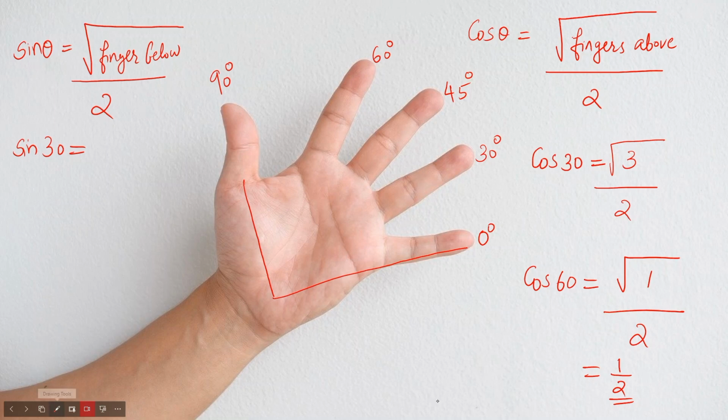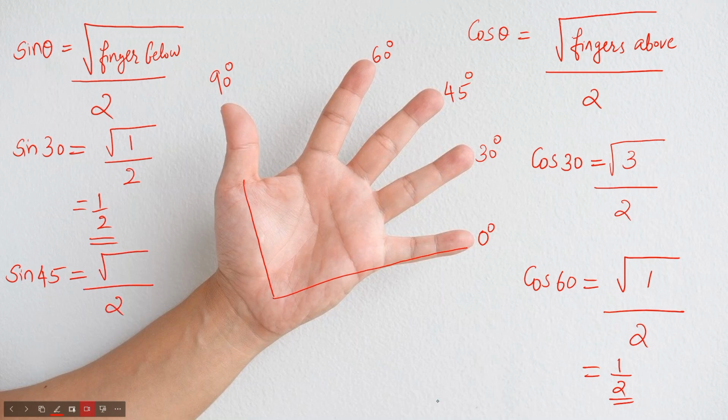So we will write root 1 divided by 2. That is 1 by 2. Sine 30's value is 1 by 2. And what about sine 60 or sine 45? We can check sine 45. Just write the square root and divide by 2.